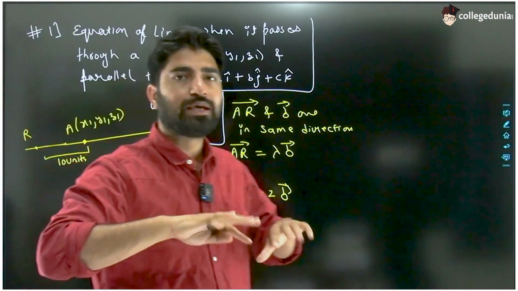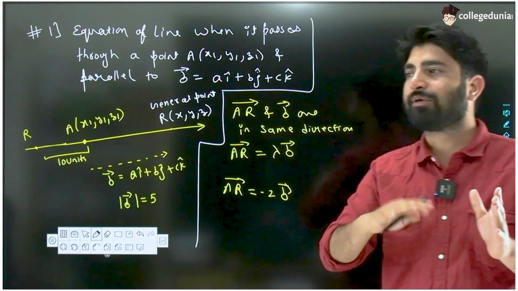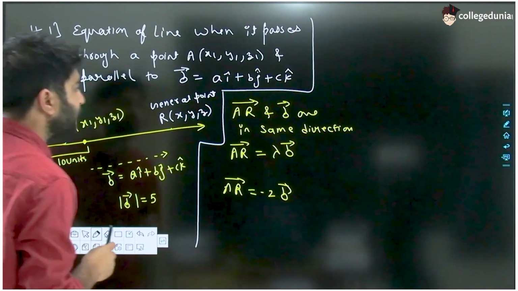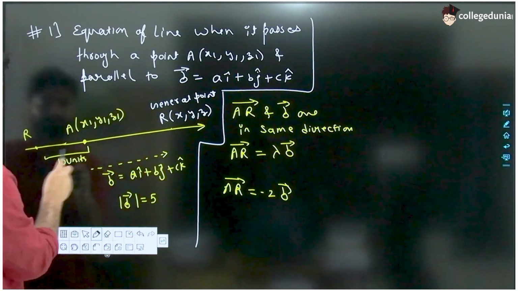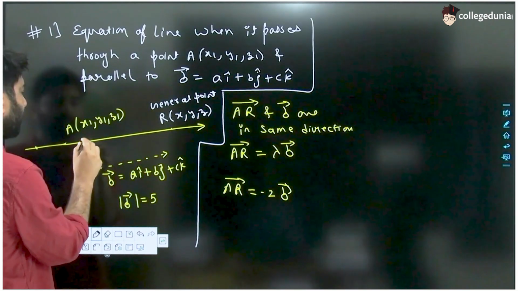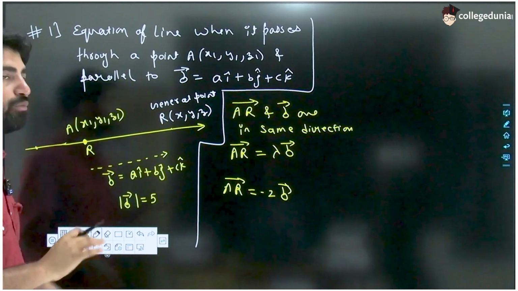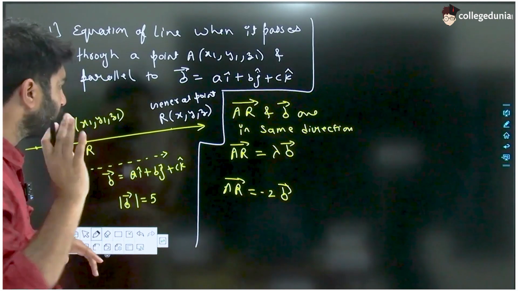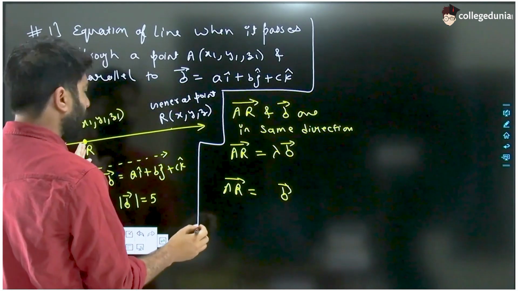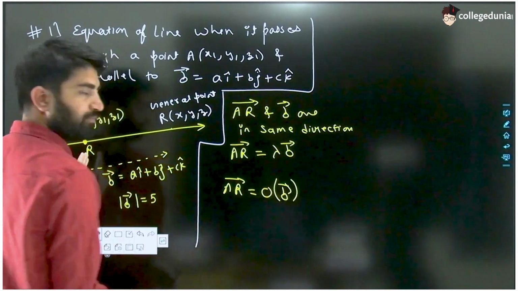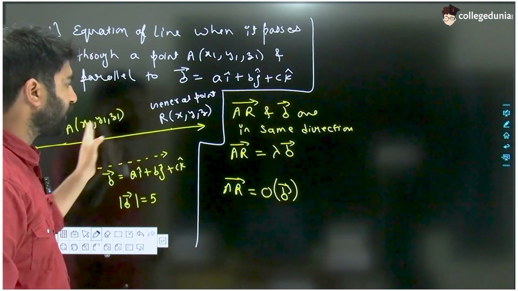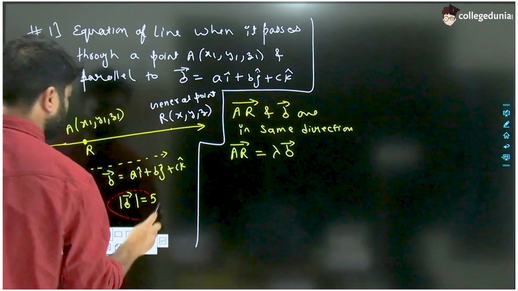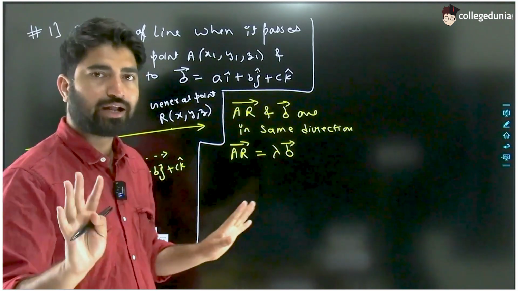So lambda can be any real number. It can be 0, it can be 1, 2, 3, 4, 5, 6, 7, 8, 9, 10. It can be negative, it can be positive. Okay. In what situation will lambda be 0? Suppose point R and point A coincide. Point A and point R both coincide, right? So in that situation, AR will be 0 times B. When A and R coincide, lambda will be 0, right? Okay. So guys, this is the meaning of lambda. Lambda can take any real value, right?